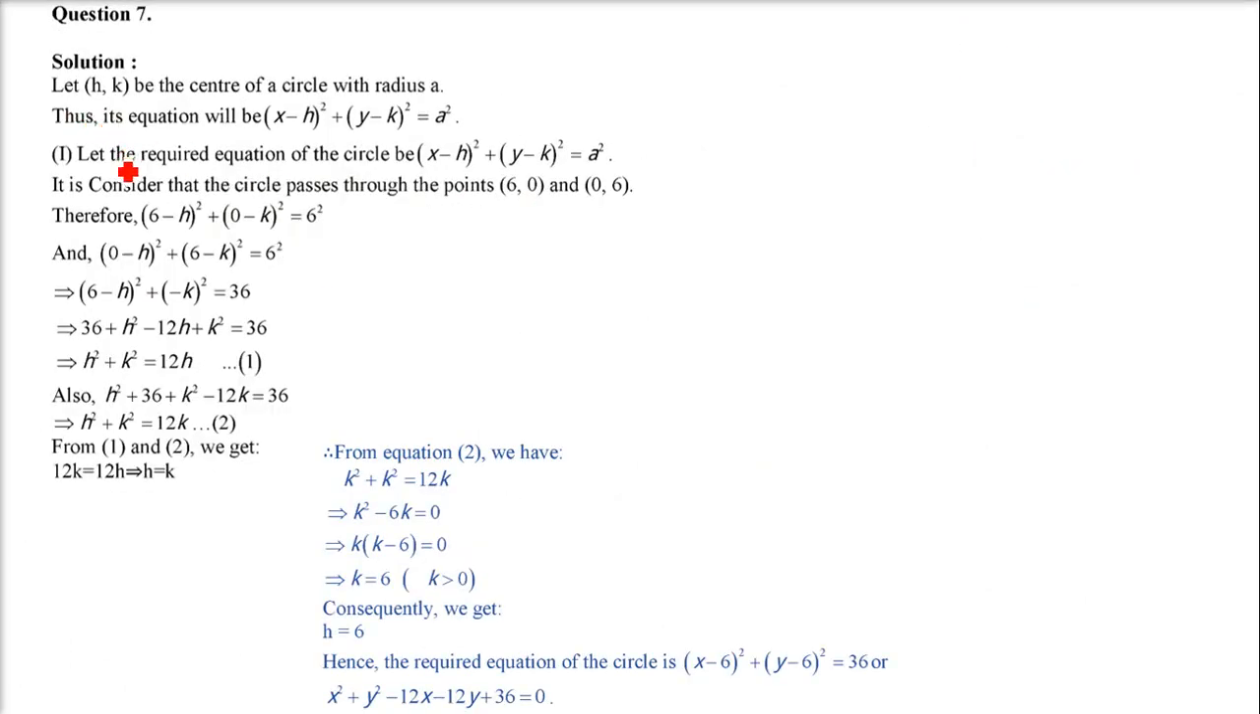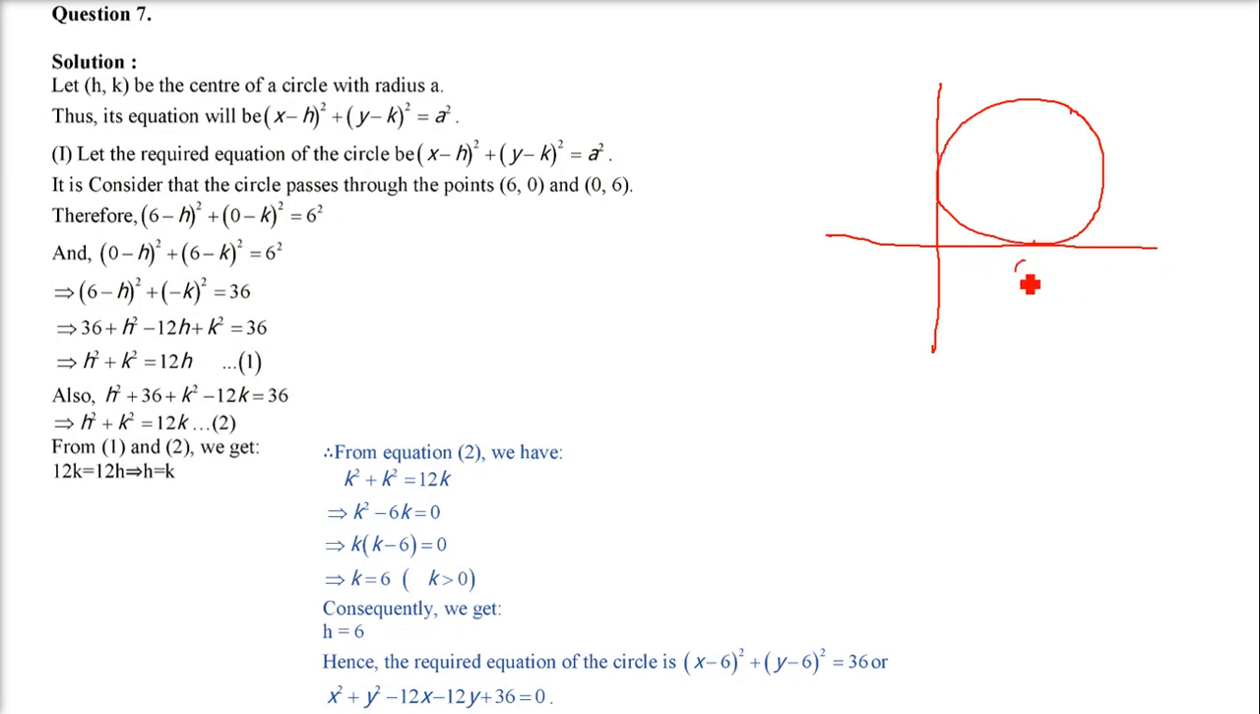This is question number 7, and in this question we have 4 parts. Find the equation of the circle. The first part is saying, which touches both the axes at a distance of 6 units from the origin. What does it mean? A circle is there, and it touches both the axes. What will be this point? Because it is saying 6 units from the origin.